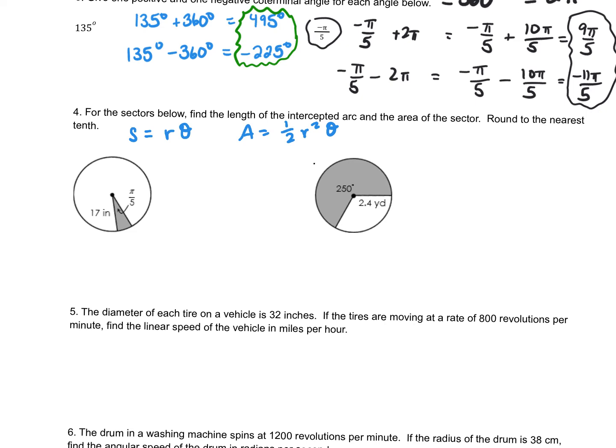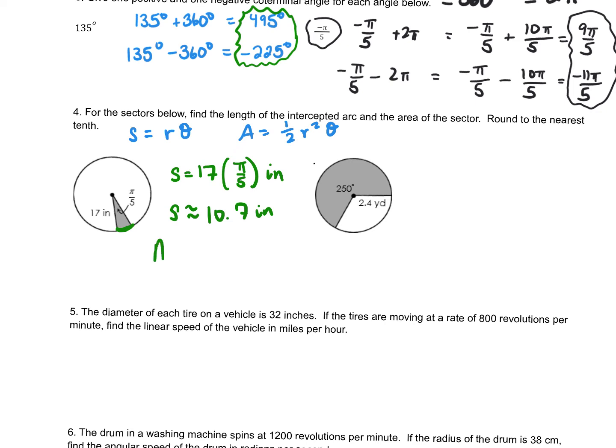In this first circle, we have this little arc and this little sector, and the angle's already in radians, so that's great. The arc length is simply the radius, which is 17 inches, times the angle, which is pi over 5, and our unit would be inches. If I want to figure out what that is, I can take 17 times pi over 5 and get the decimal approximation. So the arc length would be about 10.7 inches.